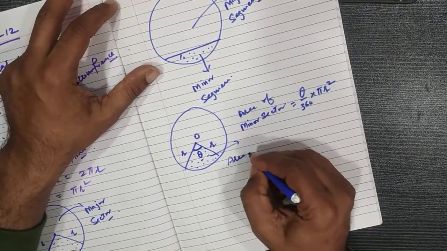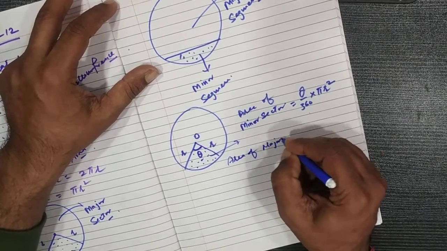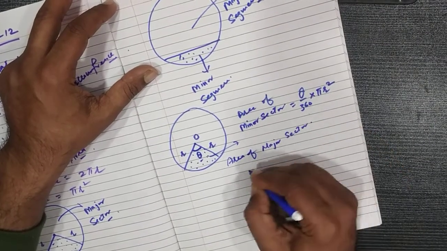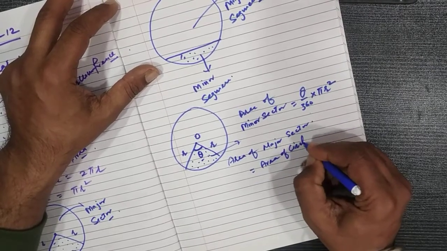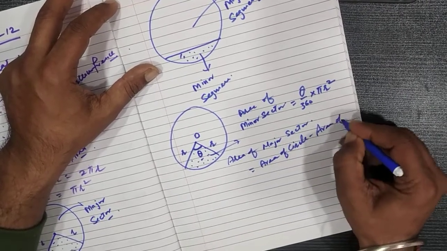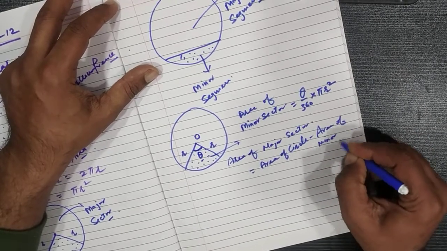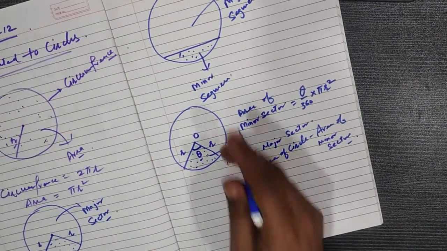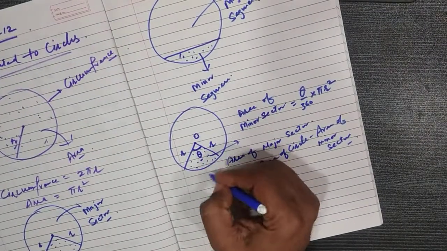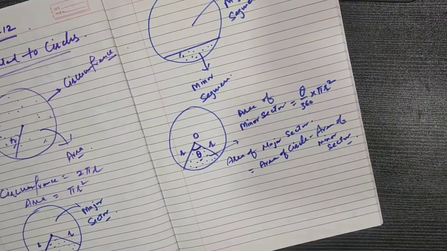Suppose you have to find the area of the major sector. So for finding the major sector, you will do area of circle minus area of minor sector. So you can solve by this method. This whole circle minus this minor sector will give the area of the major sector.